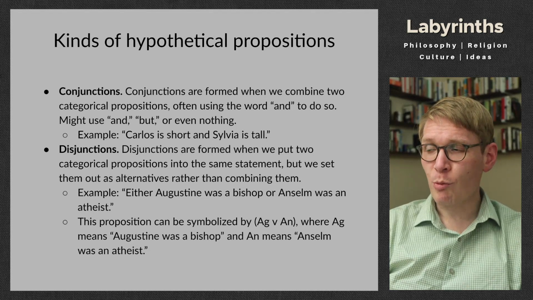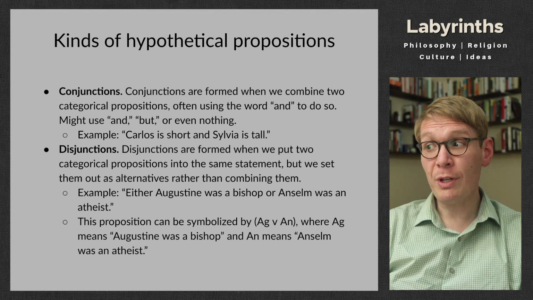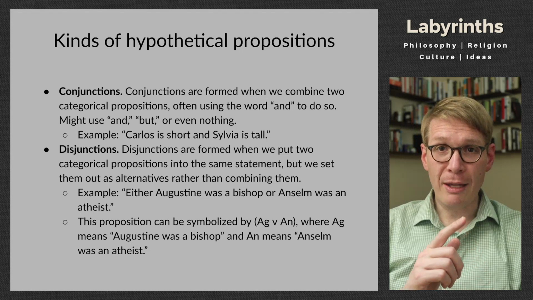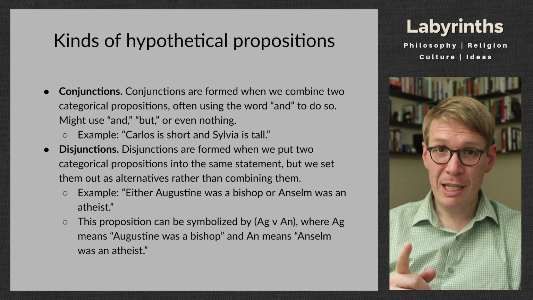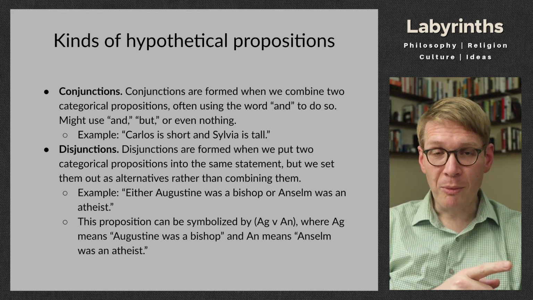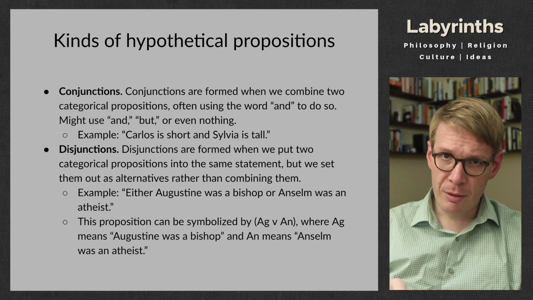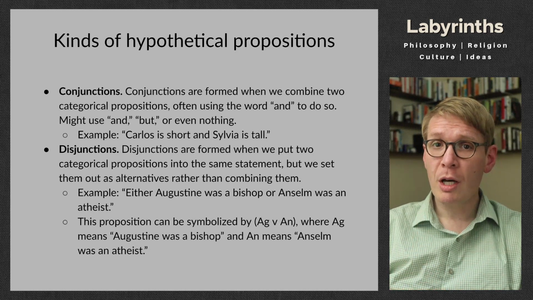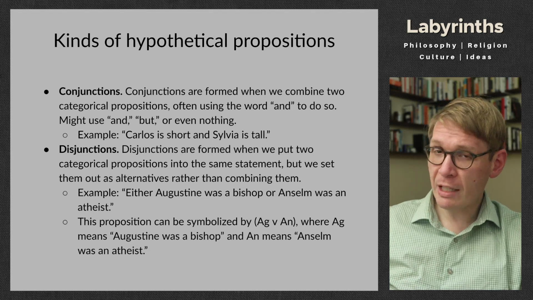And you can symbolize this proposition, suggested by Hauser, with A, G, and then you use the symbol V for or, followed by an A, N. So that is how to symbolize it. And in this case, it would be true because it is true that Augustine was a bishop, but it is false that Anselm was an atheist. So you have either a true statement or a false statement, in which case you could say, yeah, the true statement, right? Pick one of the two. The disjunctive hypothetical proposition as a whole only requires that one of the two be true, at least in an exclusive disjunction.